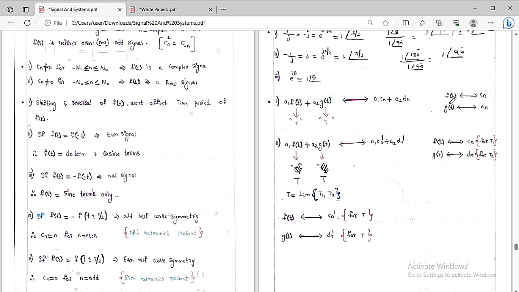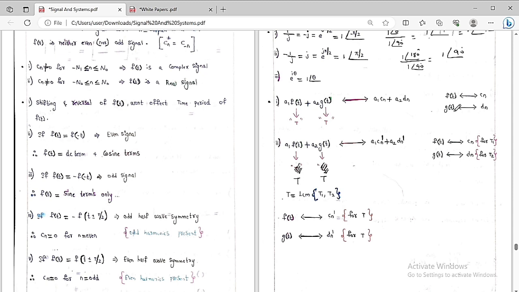Therefore, if they have the same time period, directly go for the linear combination. If they have different time periods, then define the Fourier coefficients on the same time period, and with respect to these Fourier coefficients, now you can go for the linear combination. Whatever the common time period is, it is the LCM of T1 and T2. So this point you always have to keep in your mind.